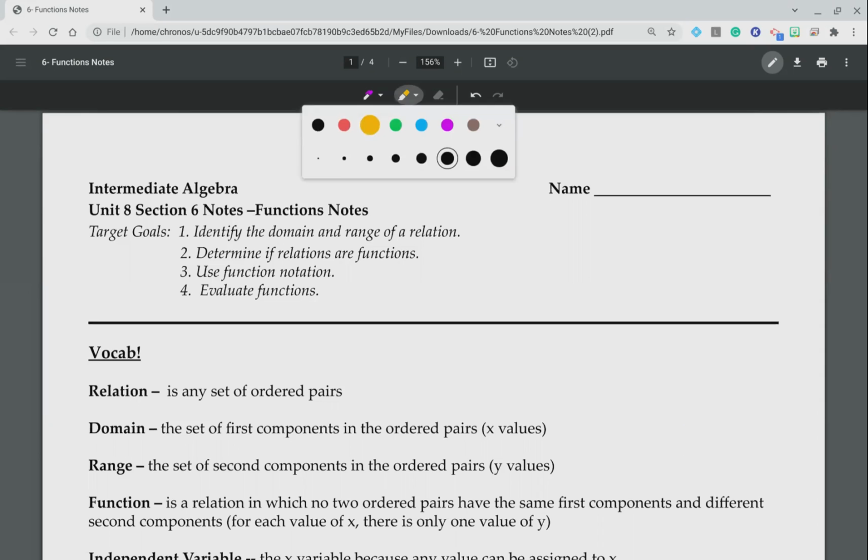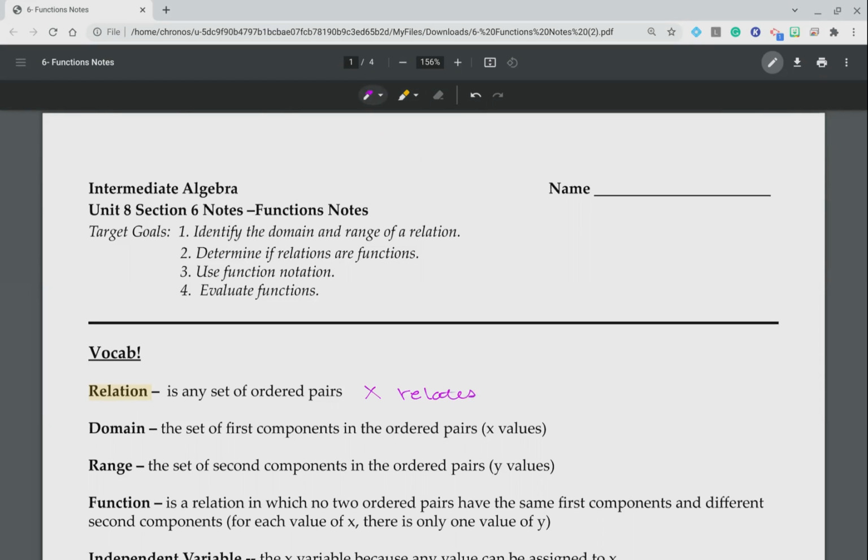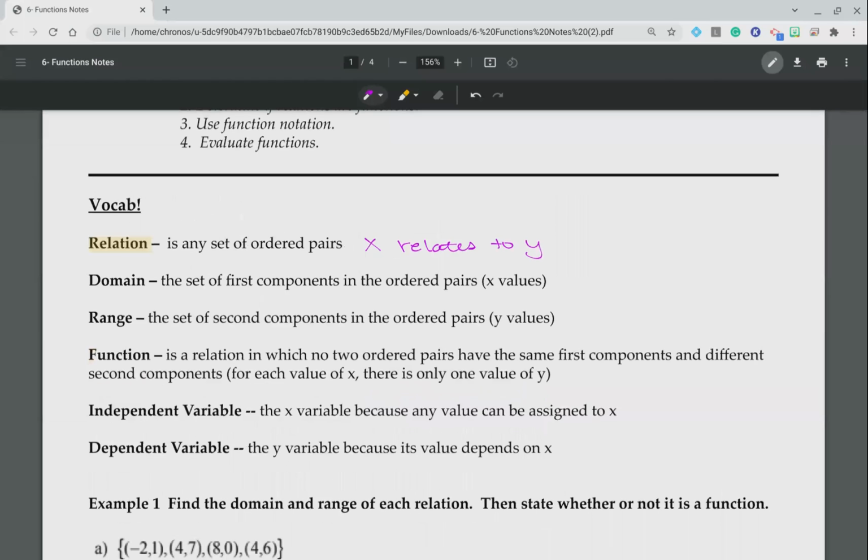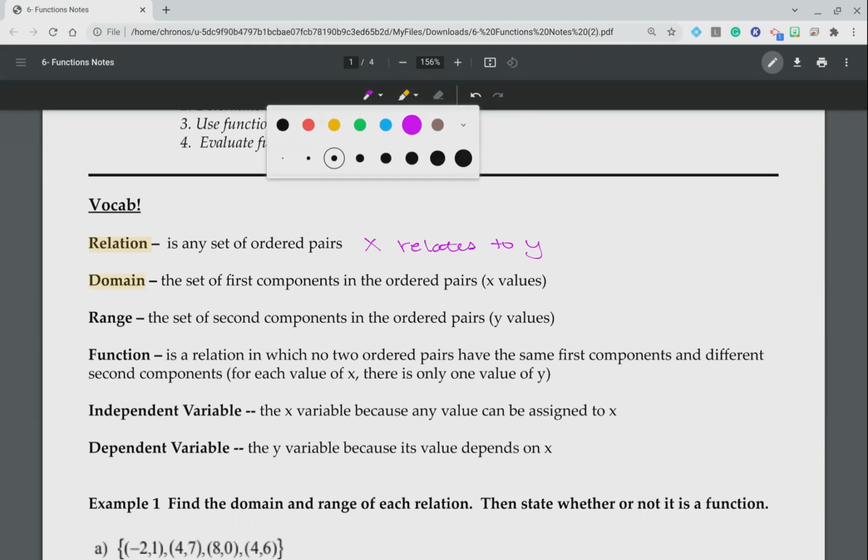And a relation is just any set of ordered pairs. It's how X relates to Y. Okay. The domain is the set of first components in an ordered pair. All right. Or in other words, the X values.